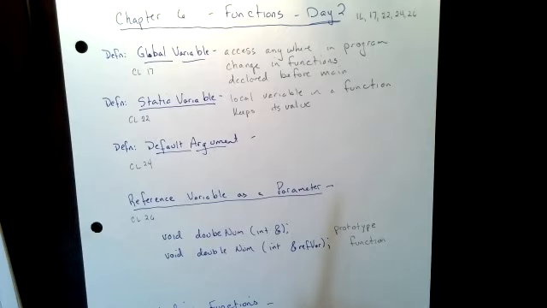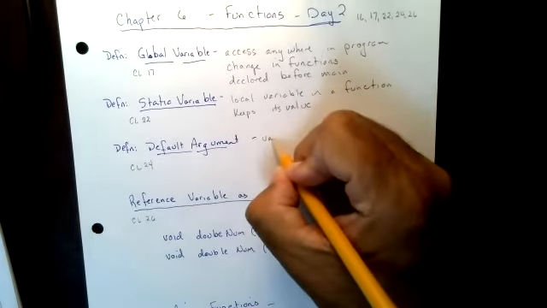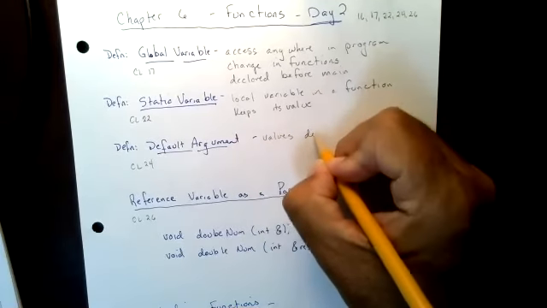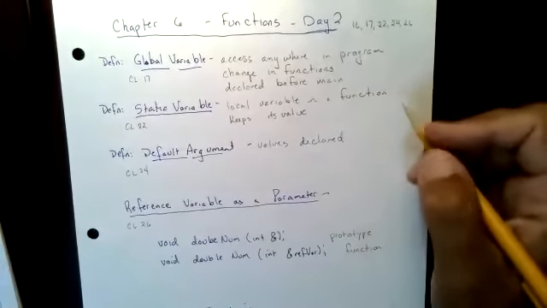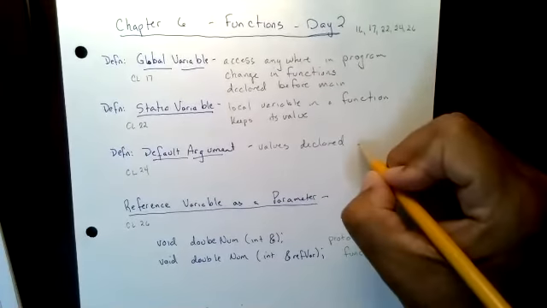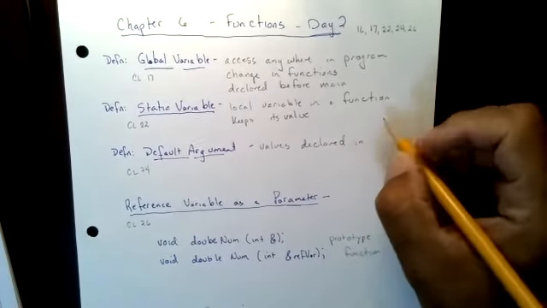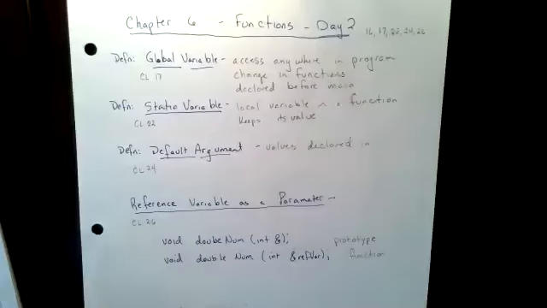Anybody want to add anything else to what a static variable is? Okay. You typed in code listing 6-24. You had default arguments. These are values declared. Where did we declare those? In the prototype or the function name? Prototype. In the prototype?